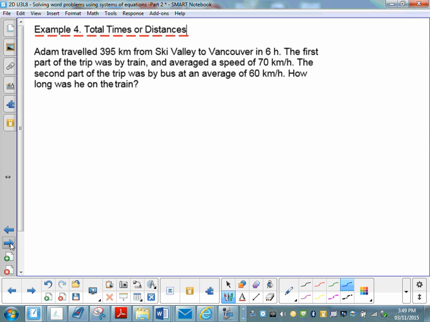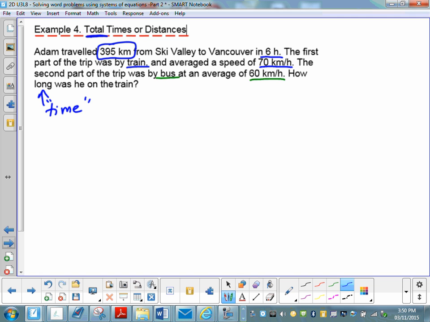This one is speed, distance, time, but it involves situations where there's a total time or distance that's given. So in this case, 395 kilometers in 6 hours. But that trip from Ski Valley to Vancouver is split into two parts. The first part of the trip is by train, and their average speed is 70 kilometers an hour. And the second part of the trip is by bus, and their average speed was 60 kilometers per hour. They want to know how long was he on the train, so we're trying to find the time.